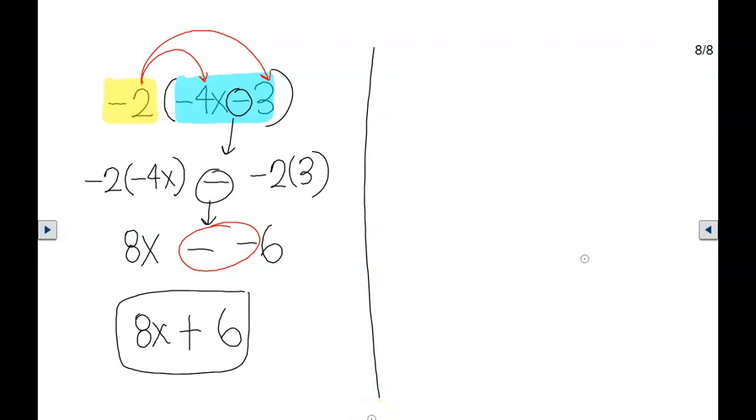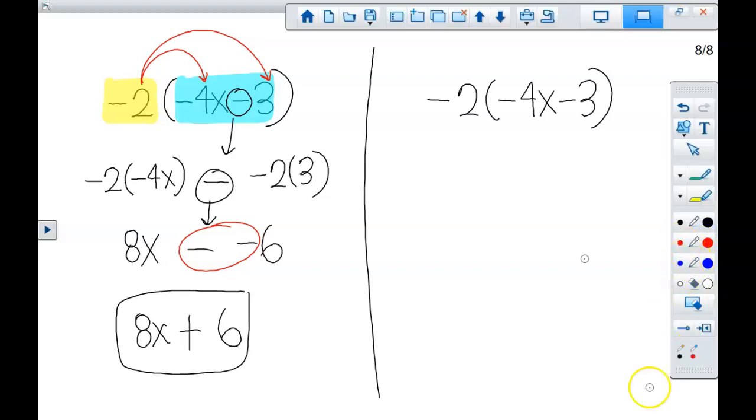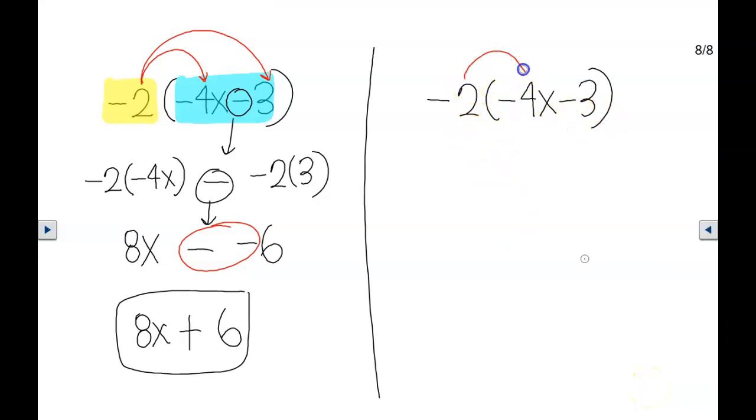Now that is probably the way that most of you learned to do that in your pre-algebra classes. Now, I'm going to come over here and do this the way that I want you to start doing. Okay? So we're doing negative 2 times the group negative 4x minus 3. To multiply negative 2 times this group, we can distribute negative 2 and multiply it by each member of the group. Now here's where I want you to think about each of these things that are on the board.